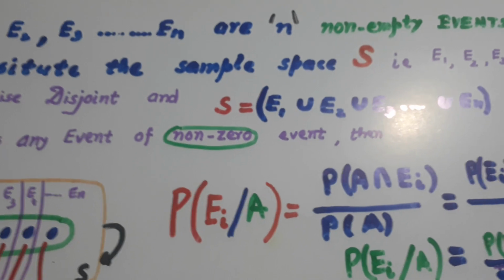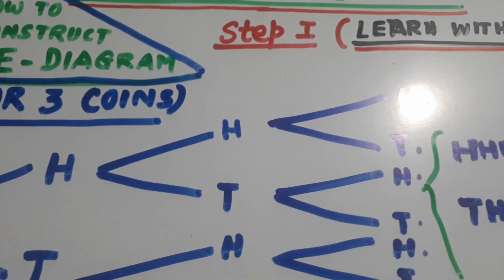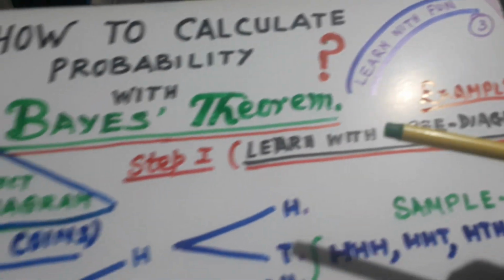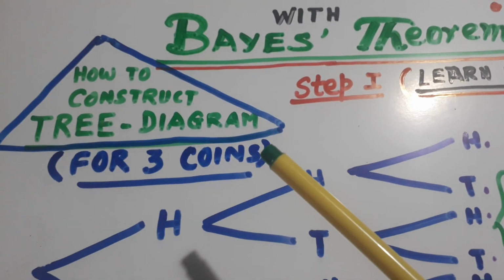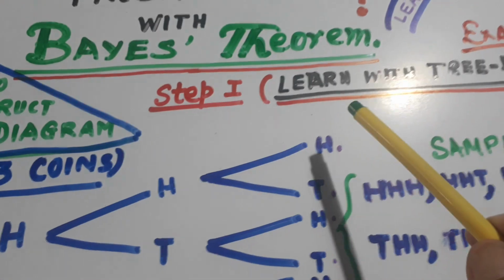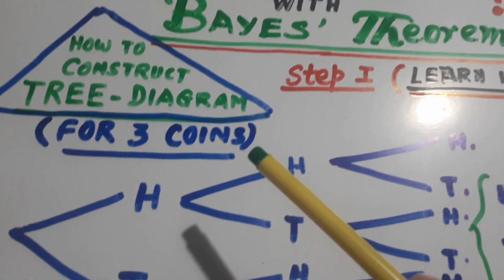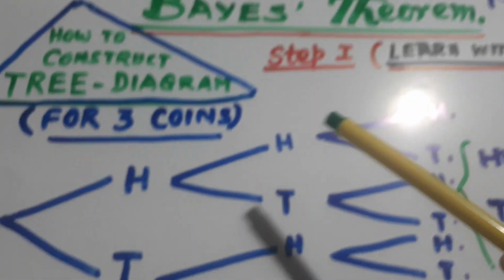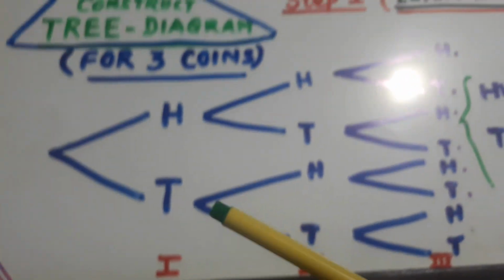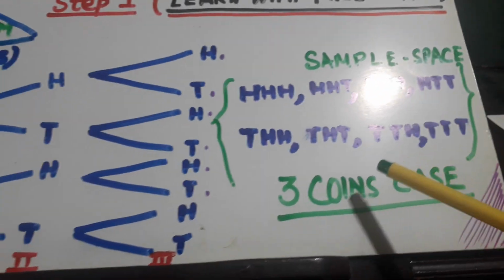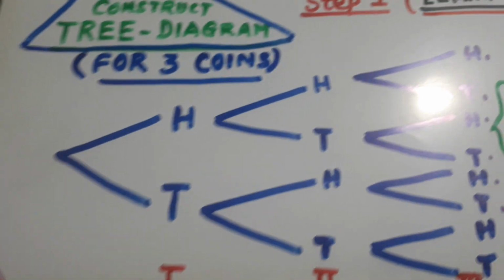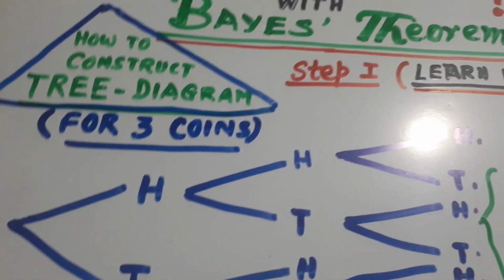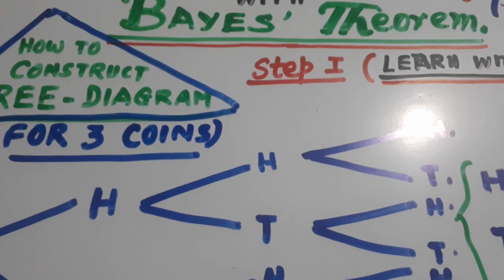Now, how to calculate probability with the help of Bayes theorem? This is the topic. So, let us take an example of the 3-coin case. When 3 coins are thrown once or 1 coin is thrown 3 times, the sample space is like this. This is the 3-coin space. Now, how will we apply the Bayes theorem for this case?